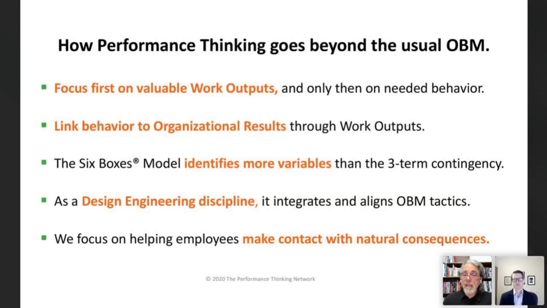Now, the 6 boxes model, in my view, is a more robust framework than the 3-term contingency because it takes into account things that the 3-term contingency really doesn't, like especially tools and resources, for example. You know, if you think about the lab from which the 3-term contingency came, we built levers and keys and stuff to match the organisms that we were studying in the lab. But in your daily work, you've got software and applications and job aids and reference materials and physical environments. Those all have to be tweaked. And that's just one example of how the 6 boxes model gives you a more robust framework.